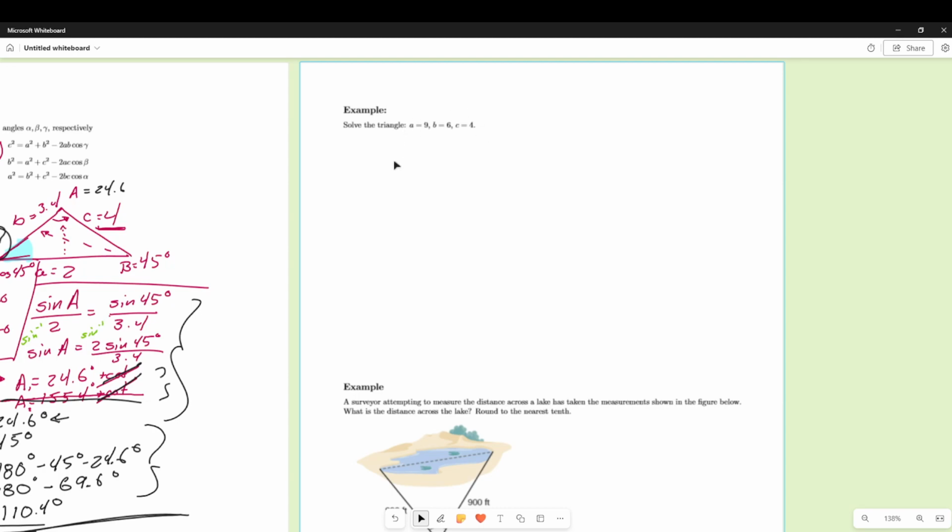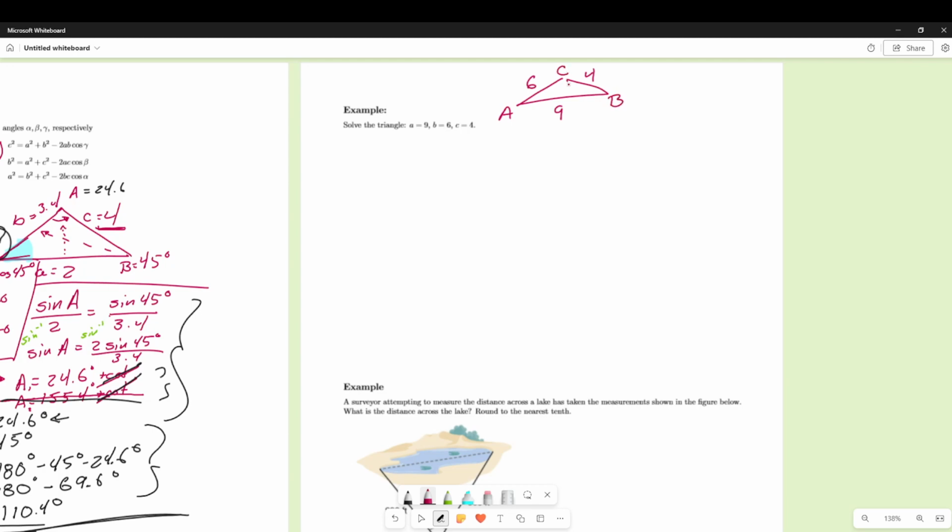Now here, we're only given side lengths, but that's okay. It'll require a little solving from us, but that's okay. So we're given 9, 6, and 4. And we want to find angles. Well, we've got to pick which angle to find first, second, and third.